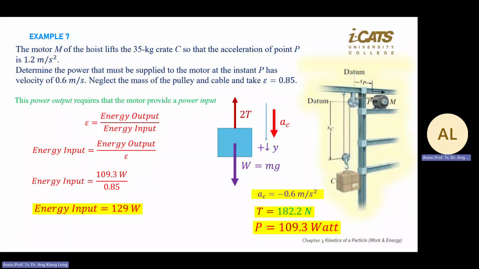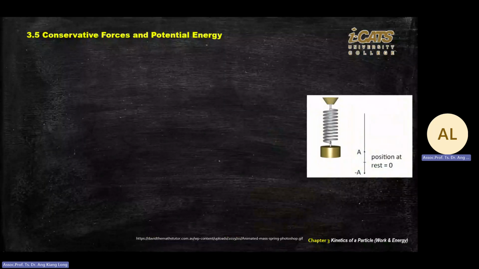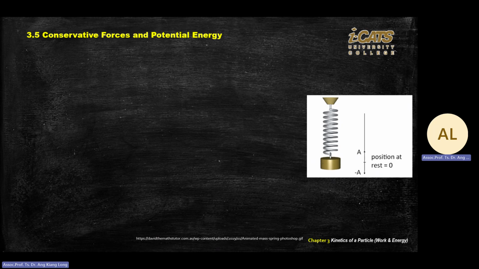Okay, we have done with example 7. These are the last section for chapter 3, which will be asked in your final exam. So the next topic is conservation of force and potential energy. When you see the word conservation, it means there's no change of energy. It can only move from one form to another form, right? So potential energy is mgh. Kinetic energy is half mv squared. These two will be interchanged when you do conservation of force.